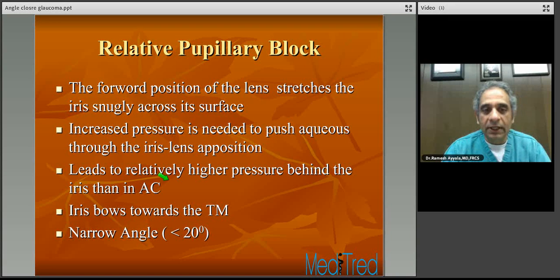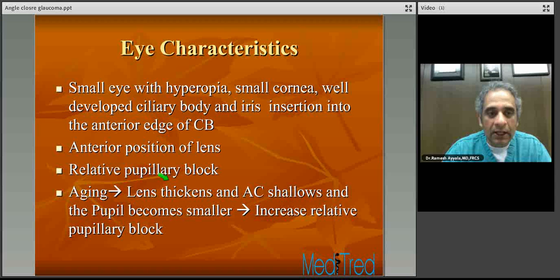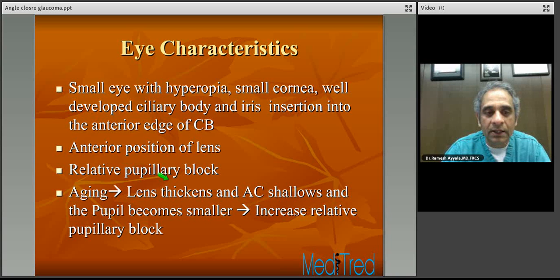We went through this, so I'm going to skip this slide. Relative pupillary block is the reason why you have the convex iris, even in a patient with occludable angles, and that can itself present as an acute attack of glaucoma. The small eye with the hyperopia, small cornea, well-developed ciliary body, and iris insertion into the anterior edge of the ciliary body, combined with anterior position of the lens and relative pupillary block.